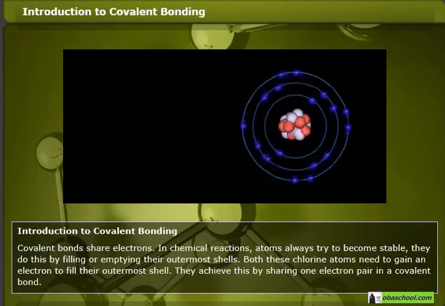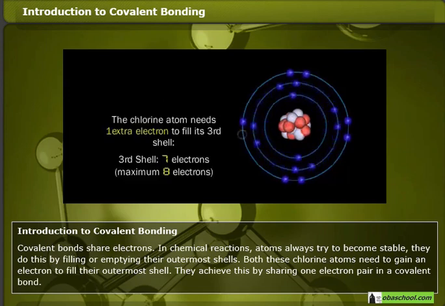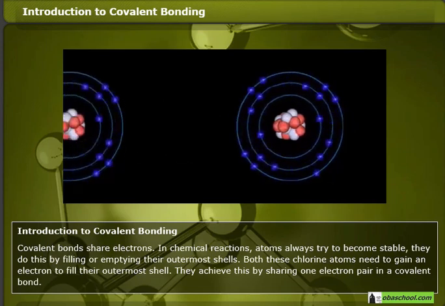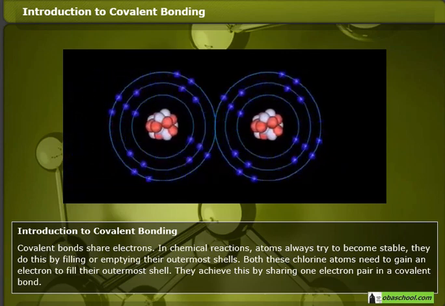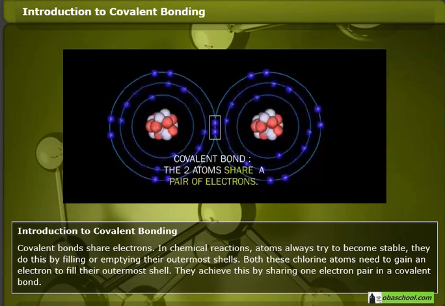Covalent bonds share electrons. In chemical reactions, atoms always try to become stable. They do this by filling or emptying their outermost shells. Both these chlorine atoms need to gain an electron to fill their outermost shell. They achieve this by sharing one electron pair in a covalent bond.